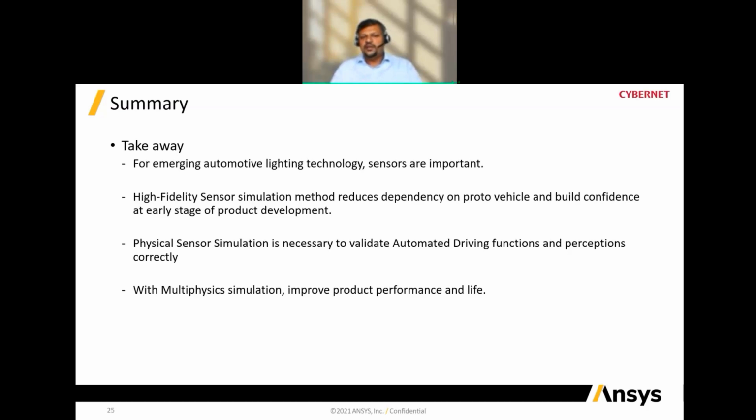it's going to create an issue for the camera. Do I need to have a different type of camera or even for the human eye? So we can check those kinds of things. And we can also work on multi-physics simulation to predict the life of the product or improve the performance of the product. So we can work with mechanical, thermal, CFD simulations.